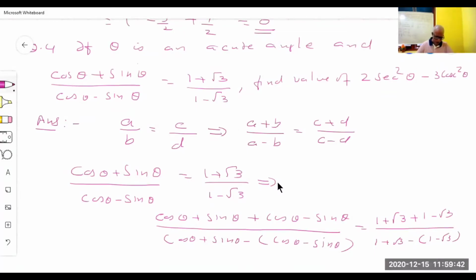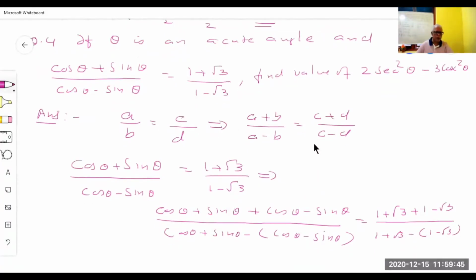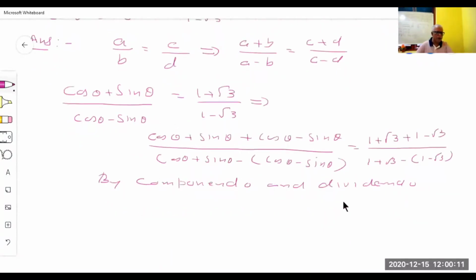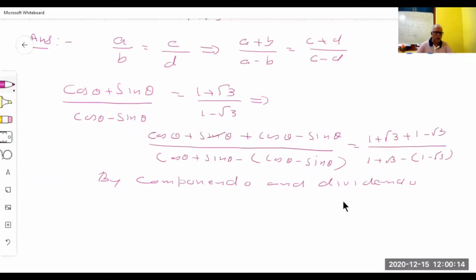We applied componendo and dividendo. Be careful about my spelling. So you simplify it. This sin theta gets cancelled, right? This root 3 gets cancelled. Open the bracket. This cos theta and this cos theta get cancelled. This 1 and this 1 get cancelled. So what will you get here?